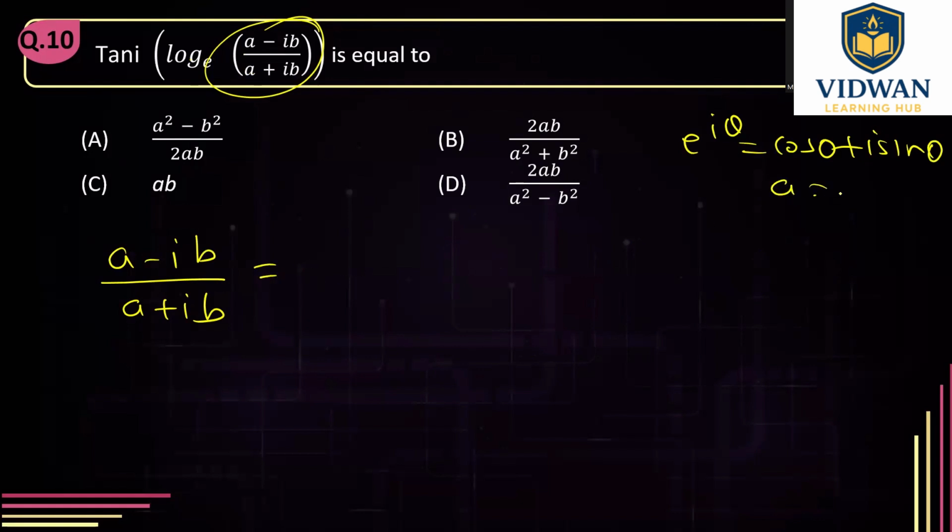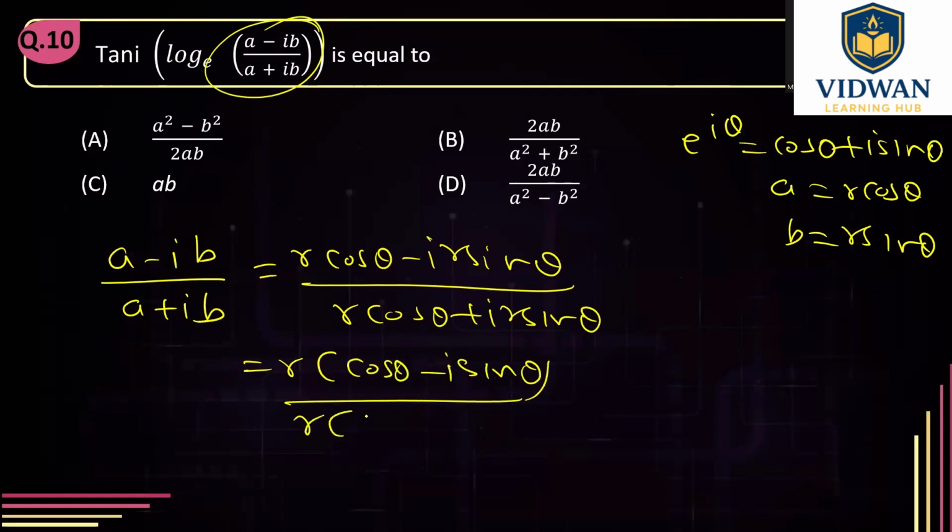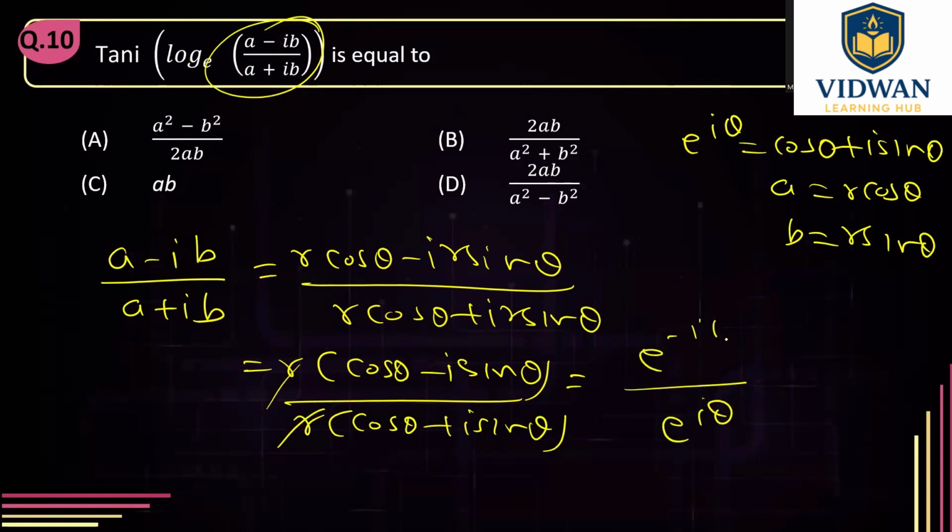So let us assume that a is some r cos theta and b is some r sin theta. Then you can write this as (r cos theta minus i times r sin theta) divided by (r cos theta plus i times r sin theta). Now taking r common in the numerator and denominator, this would be r into (cos theta minus i sin theta) by r into (cos theta plus i sin theta). So cancel out this r. If you express it in power of e, this is e power i theta, and if there is a minus sign, it is e power minus i theta. So this would simplify to e power, subtraction of powers, minus 2i theta.